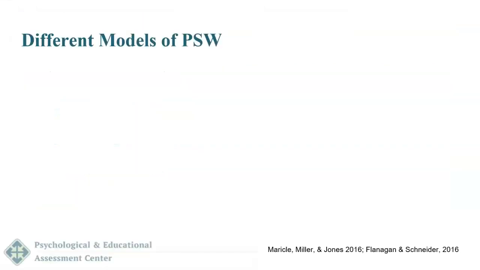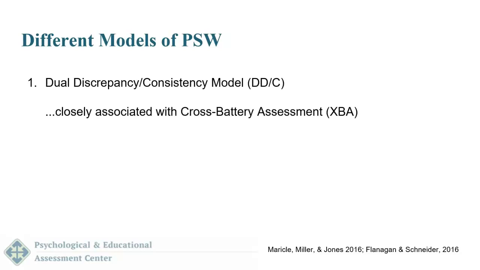This method of identifying a specific learning disability has different models to it. That is, there are different ways of identifying a specific learning disability using a PSW framework. The first model, and arguably the most widely used model, is the Dual Discrepancy Consistency Model, or DDC.